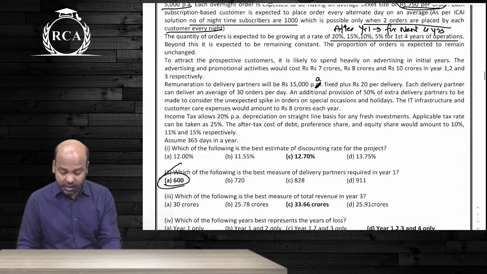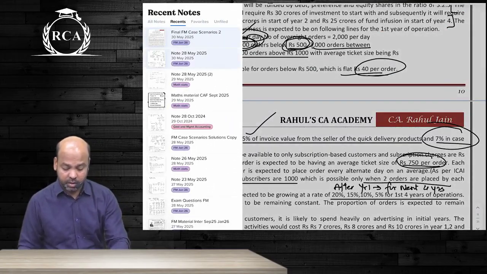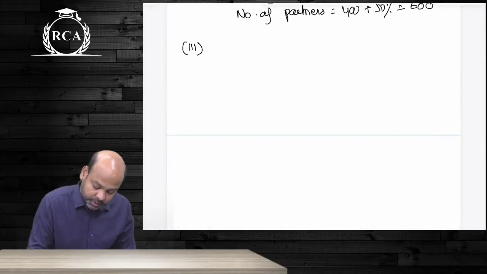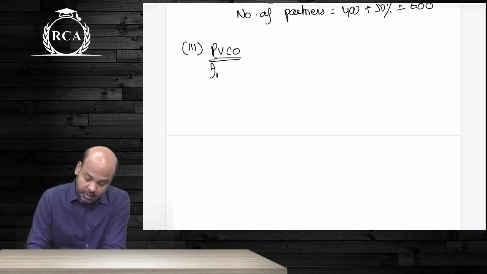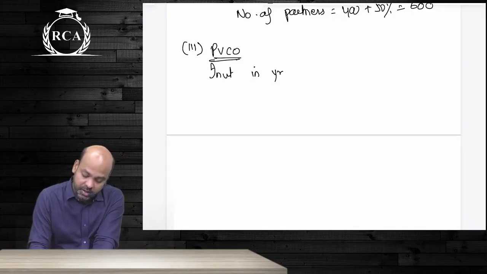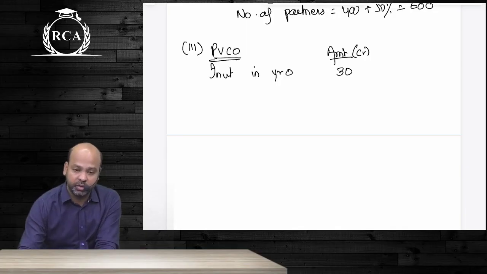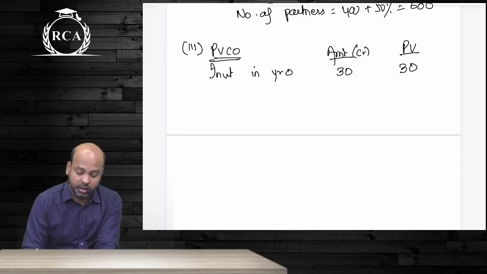You know what is the discounting rate to be used beta? 12.7%. Compute present value of cash outflows beta, PVCO. I'll write like this beta. Investment in year 0. Amount kitna beta? Investment in year 0. I'm writing the amount in crores, so that is 30 crores. Iska present value beta will be 30 only.